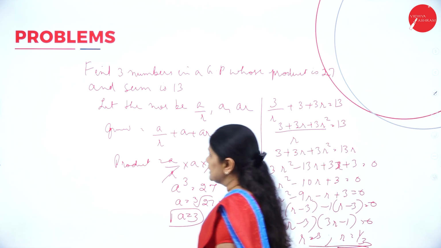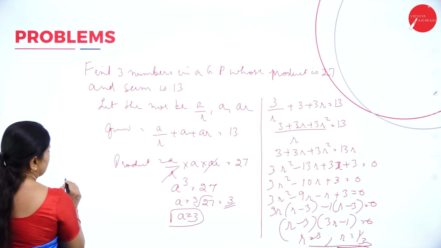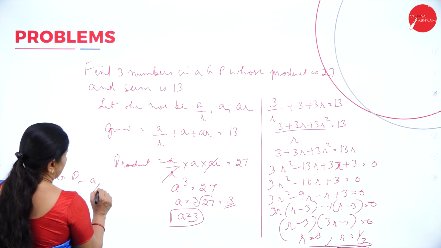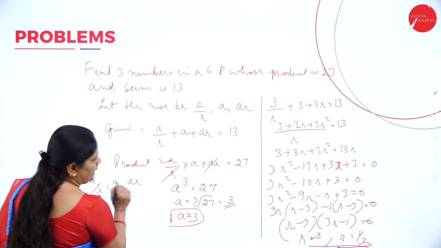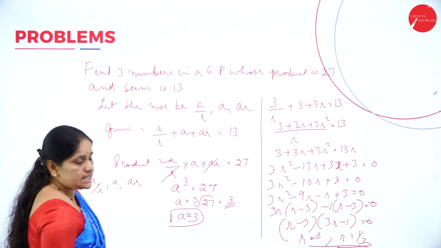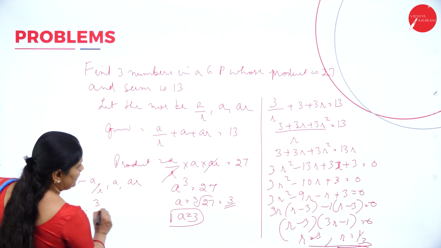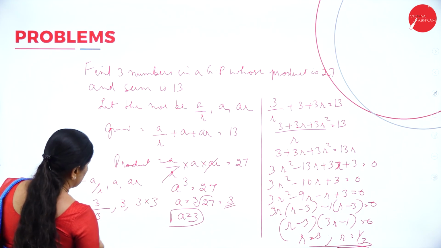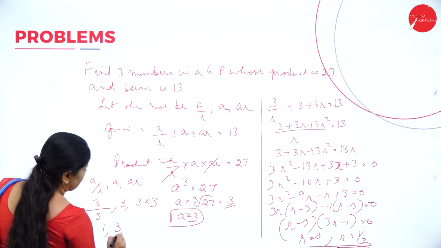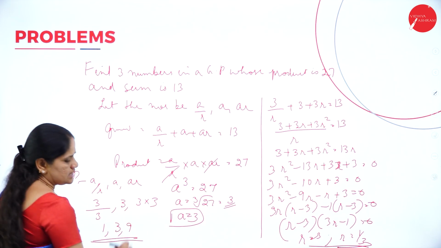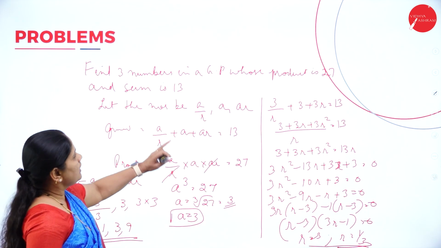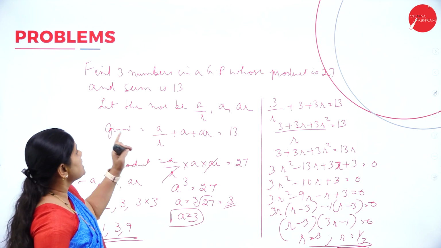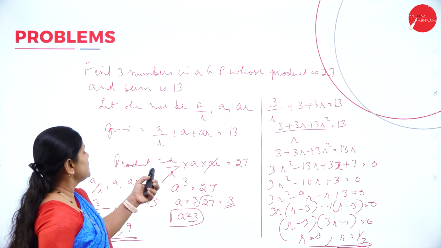Now we find the GP. So I'll write it here. So GP will be A by R, A, AR. Now we know A is 3. So 3 by 3, 3, then 3 into 3. So this will be 1, 3, 9 is the answer. So in this way, we find the GP whose product is 27 and whose sum is 13.